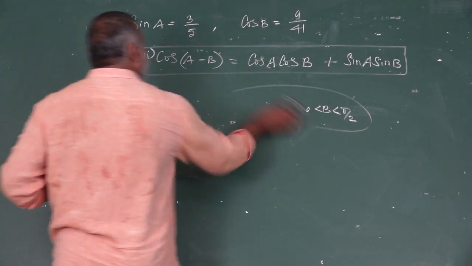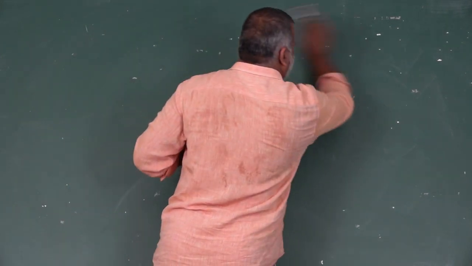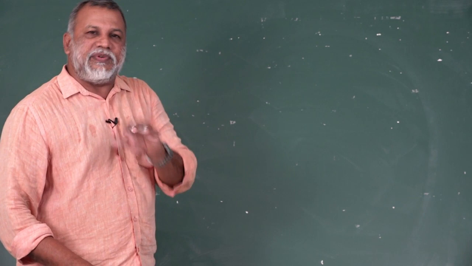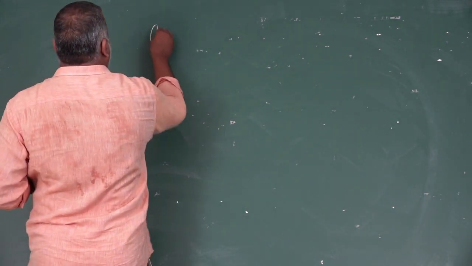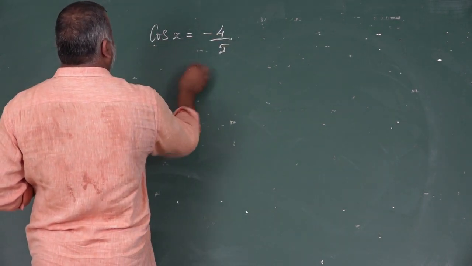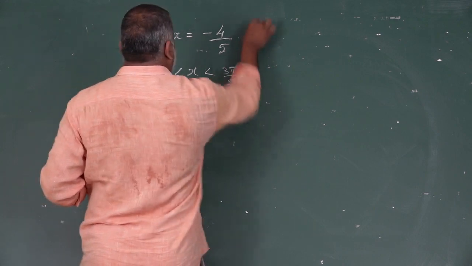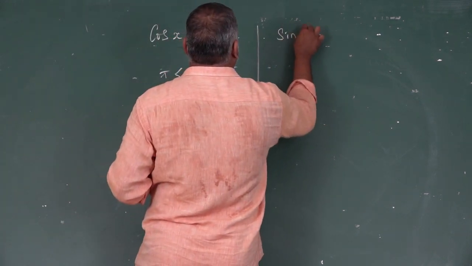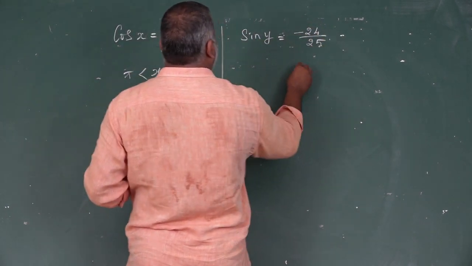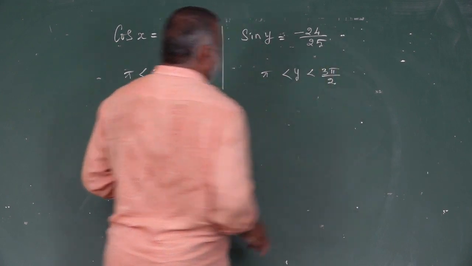So in the same model, now we are going to work out some different quadrants. So far we worked out two problems, and in both problems the given angles lie in the first quadrant only. Now we can discuss cos x equal to minus 4 by 5, x greater than pi, less than 3 pi by 2. In the same condition, sin y is equal to minus 24 by 25, then y greater than pi, less than 3 pi by 2. This is the question.